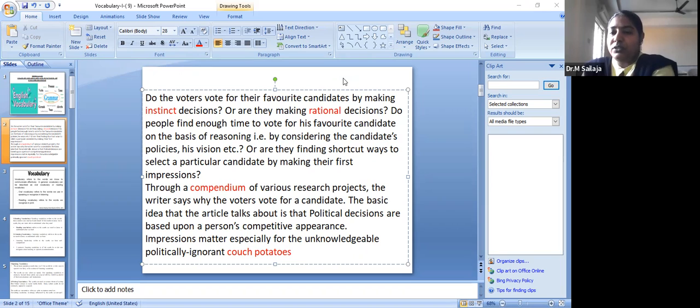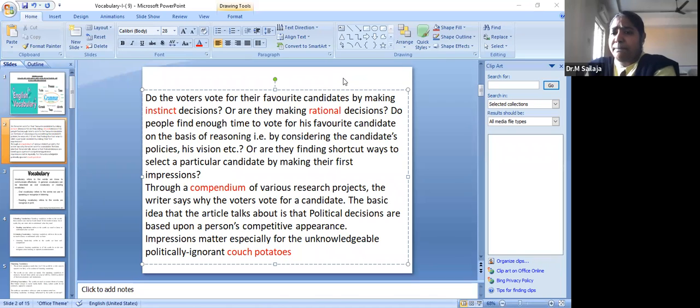So, throughout these sentences, or mostly this passage, is speaking about what? How voters are going to choose their politicians. Mainly how voters are going to choose their rulers, mostly based on the appearance of rulers or politicians. Voters are ready to cast their vote, and appearance and impressions matter, especially for the unknowledgeable, the politically ignorant.